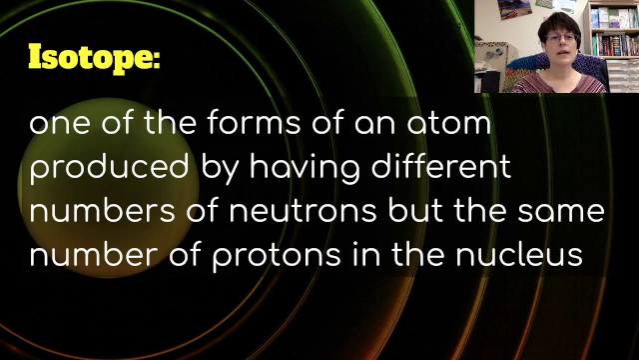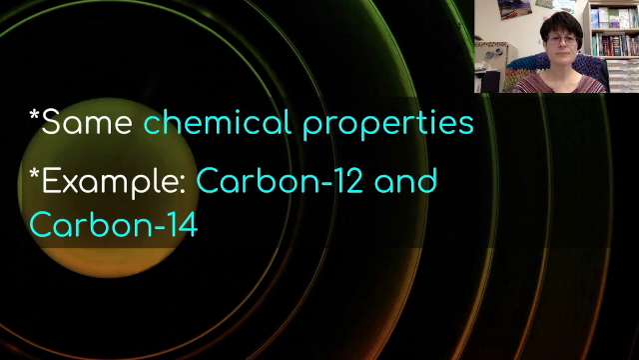Now, we can also have what are called isotopes. And an isotope is one of the forms of an atom produced by having different numbers of neutrons, but the same number of protons in the nucleus. And an important thing we need to know about isotopes is that they have the same chemical properties. And an example is carbon-12 and carbon-14.